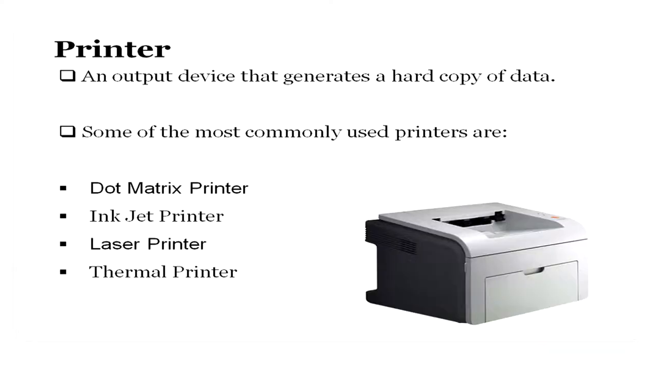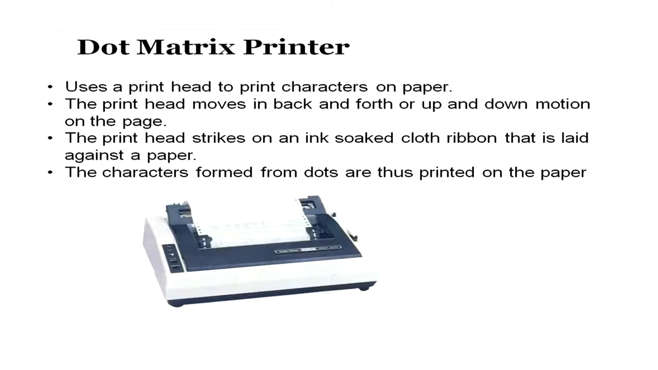Next device is the printer. The output that is received through the printer is on the paper and we call it hard copy. Some of the commonly used printers are the dot matrix printer, the inkjet printer, the laser printer and the thermal printer. Let's have a look at all these one by one. A dot matrix printer uses a print head to print characters on paper. You can see the picture of the dot matrix printer here.